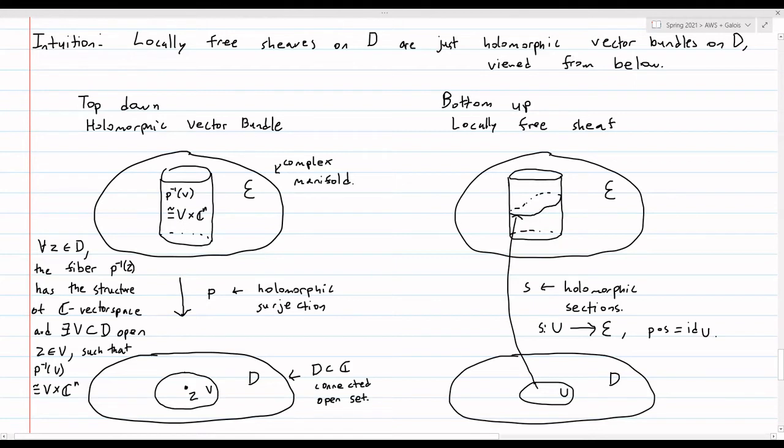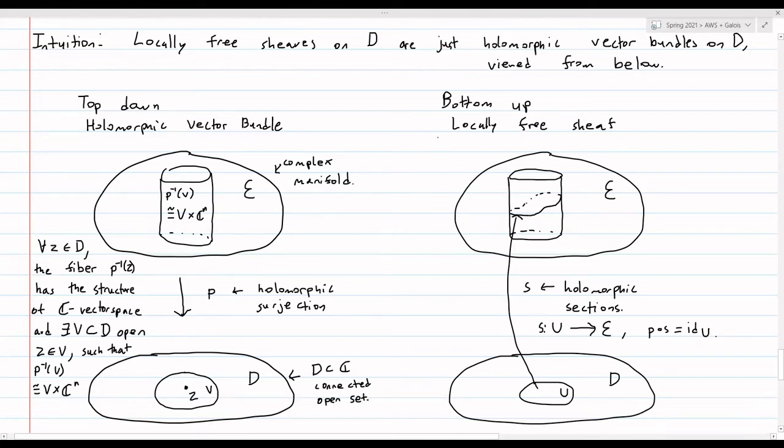And also, any point has an open neighborhood V, such that the pre-image of this neighborhood V under the projection map looks like V times C to the N, right? So it's going to be V times a complex vector space. So that's going to be a holomorphic vector bundle. The pre-image of V looks like V times C to the N. So it's like this here. So that's a complex manifold.